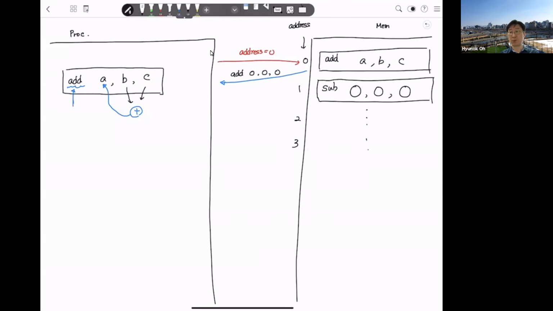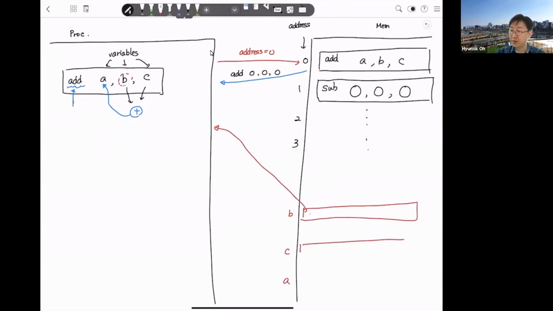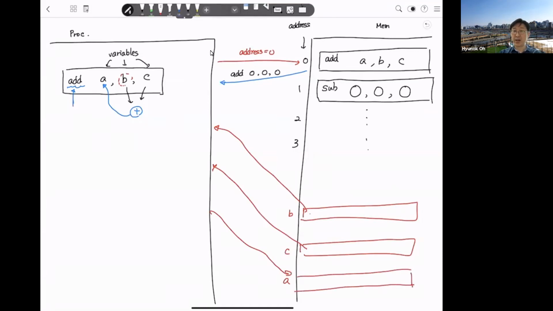But here we have a problem. Where is B and where is C and where is A? Right? A, B, C are variables in C code. In general, variables are located in the memory. So B is located someplace here, C is here, A is here. The B value should be read from the memory, C is also read from the memory, then do the addition, and store the result into the A location. But in this case, we have to access memory frequently, right?